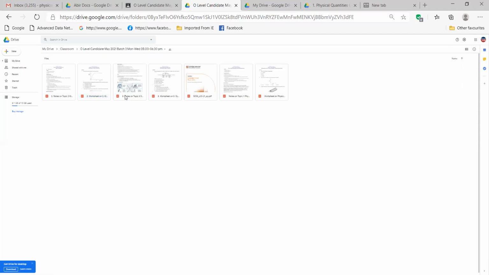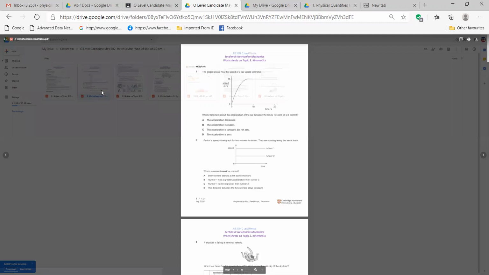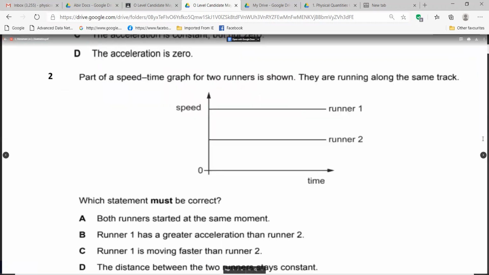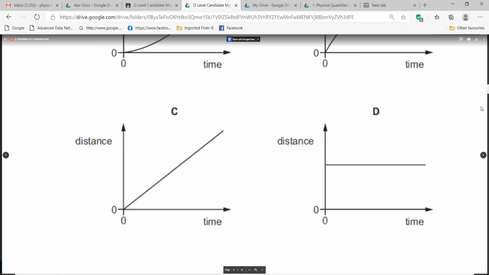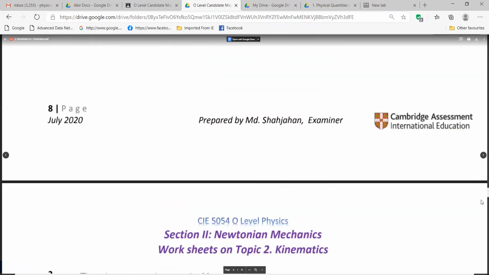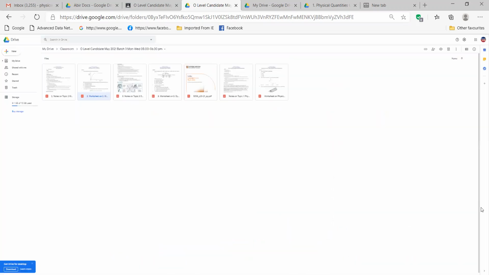Worksheet 2. This one we are doing. We were discussing the last question, Sumaya. The last part we were discussing.